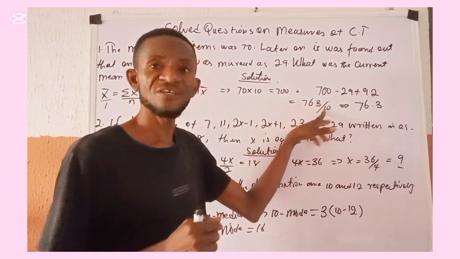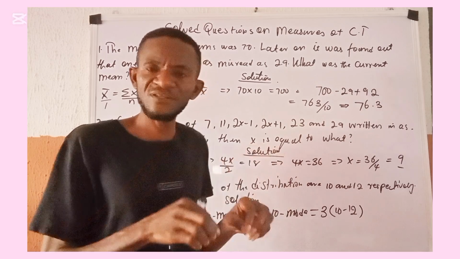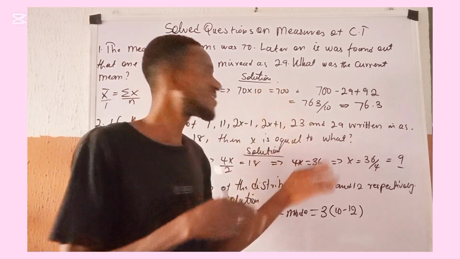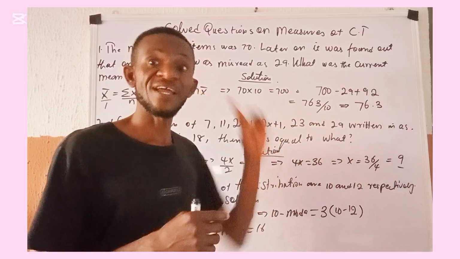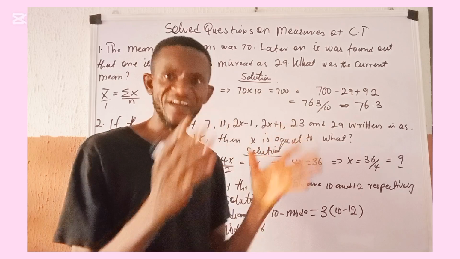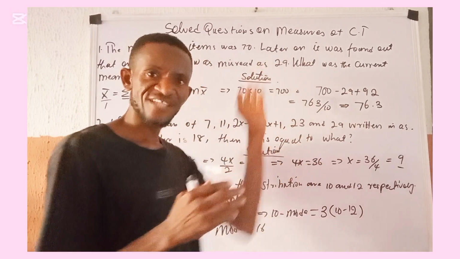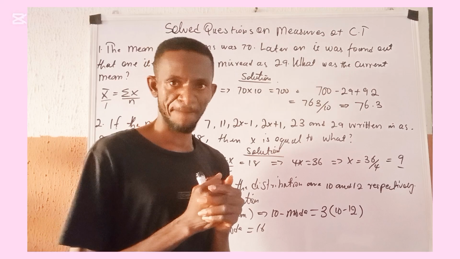700 minus 29 plus 92 will give you 763. Dividing it by 10, you have 76.3. So the current mean, when that mistake is corrected, is 76.3 and not 70, as it was wrongly computed in the question. Whenever they give you this kind of question, this is how you go about it to come to the correct answer.